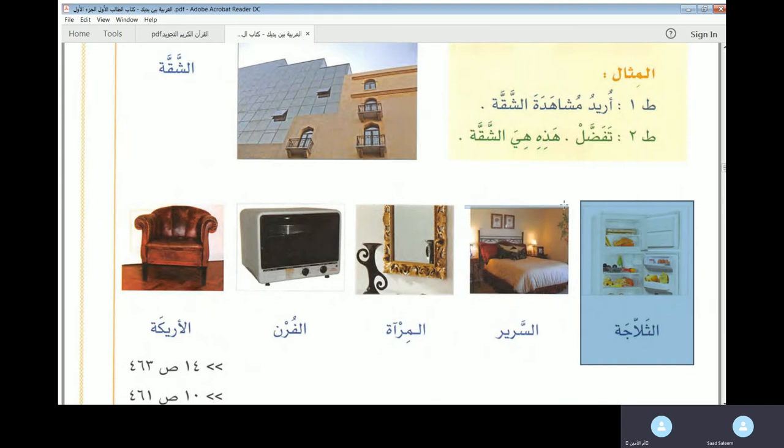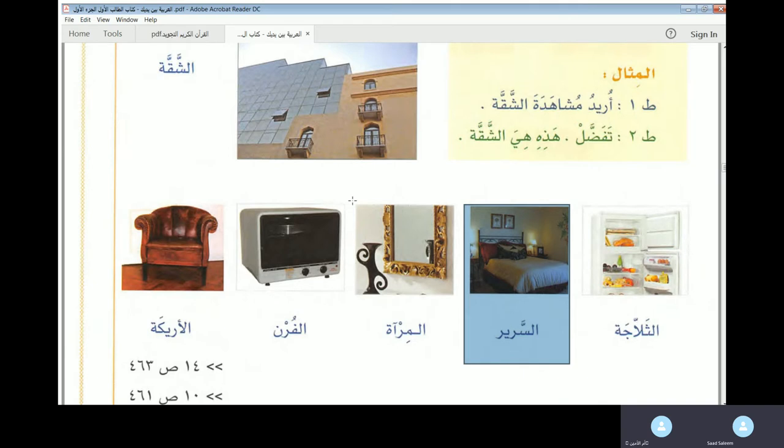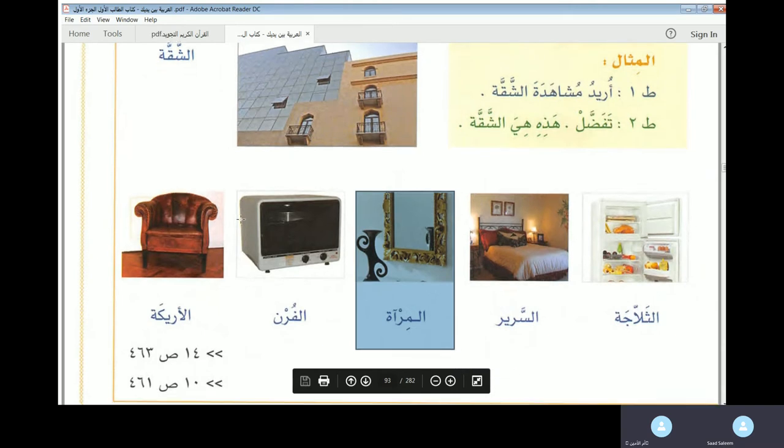تفضل هذه هي الثلاجة. Please enter. This is the refrigerator. أريد مشاهدة السرير. I want to see the bed. تفضل هذه هي السرير. Yes, sorry. Please enter. This is the bed.